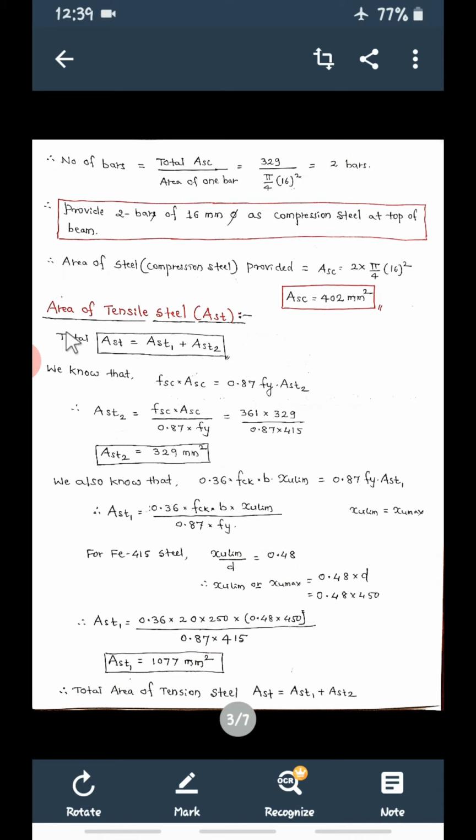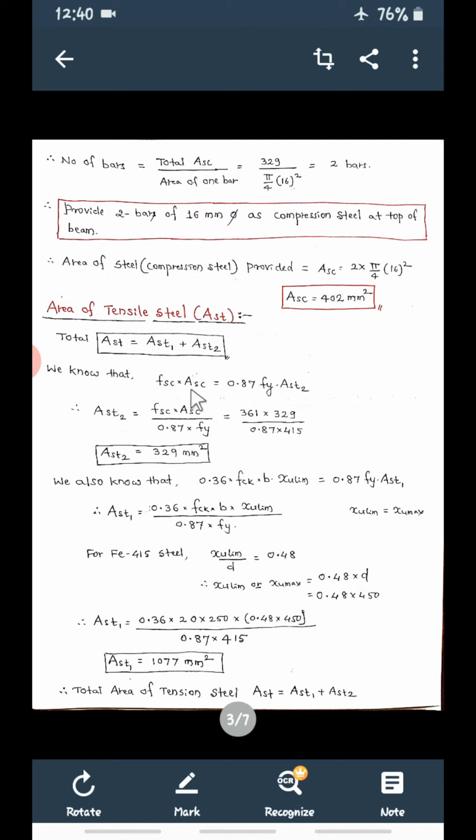Next, it is ASC at the top. Now at the bottom main steel AST, area of tensile steel, we have to calculate. Total AST is equal to AST1 plus AST2. AST1 is the steel required for the first beam up to maximum limit, to take Mu limit. To take Mu1, AST1 is required. To take Mu2, AST2 is required. So total is AST.